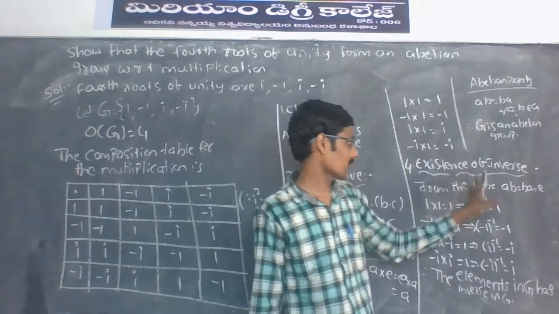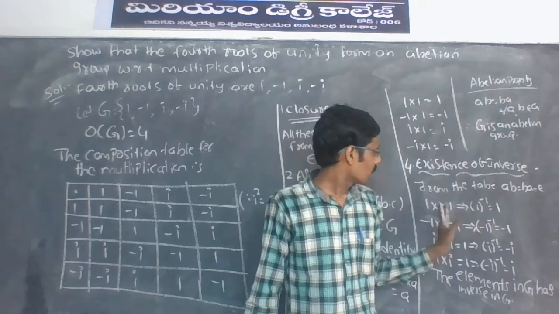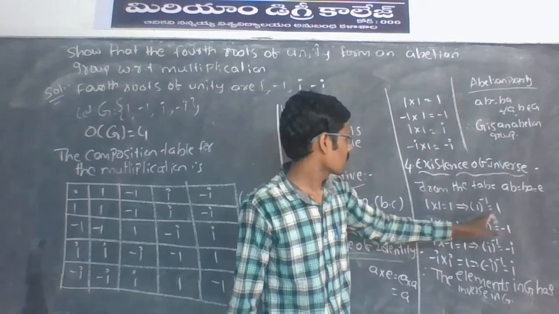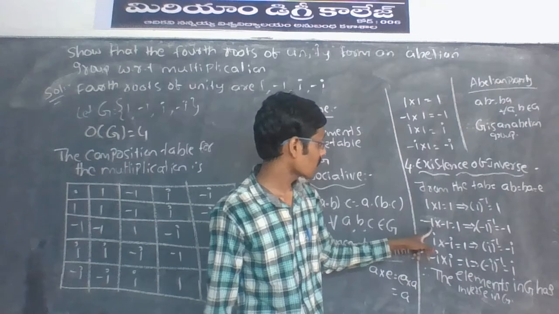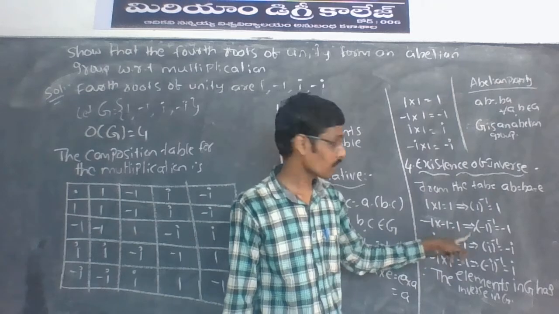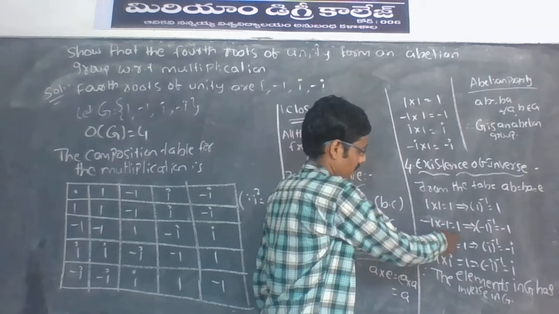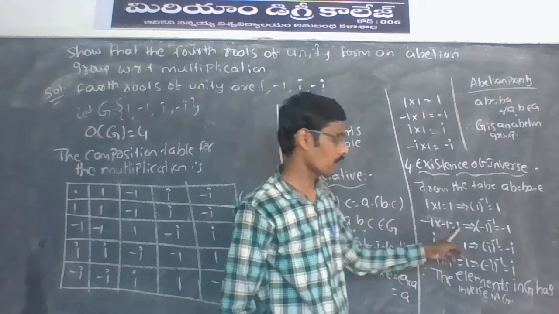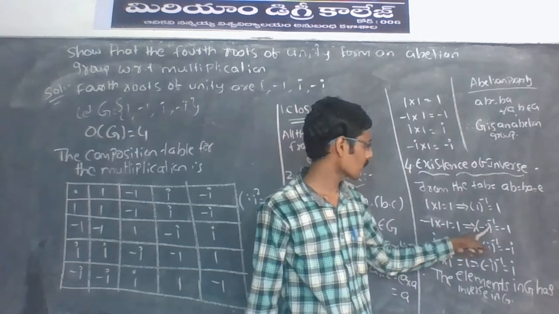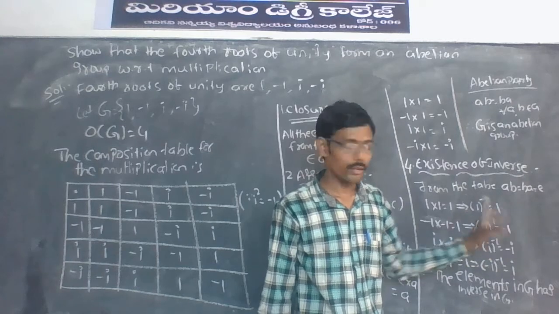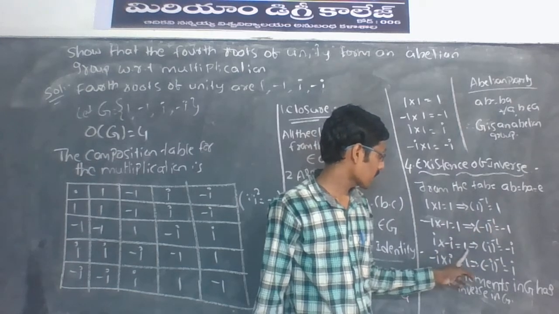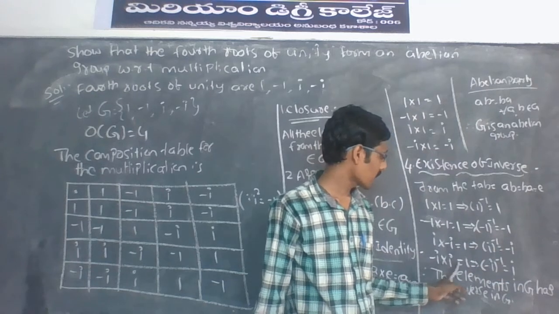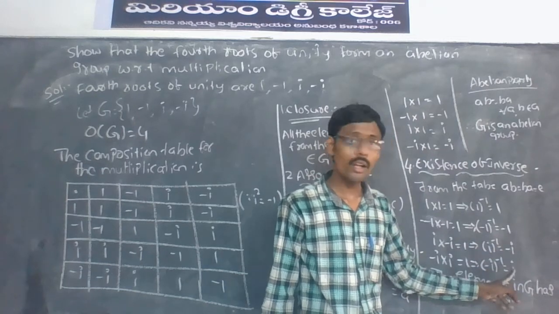So existence of inverse. From the table, 1 into 1 is equal to 1, so 1 inverse is equal to 1. Minus 1 into minus 1 is equal to 1, 1 is the identity element, so minus 1 inverse is equal to minus 1. i into minus i is equal to 1, so i inverse is equal to minus i. Minus i into i is equal to 1, so minus i inverse is equal to i.